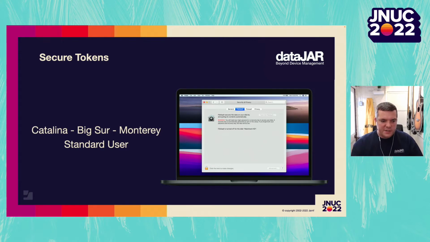Going towards more modern OSs, so this is Catalina, Big Sur, and Monterey. Do the same process, authenticate as an admin. If I turn on FileVault, the button did nothing. Couldn't do anything. So even though I authenticated the preference pane as an admin, and the admin might have had a secure token, we can't actually enable FileVault here.